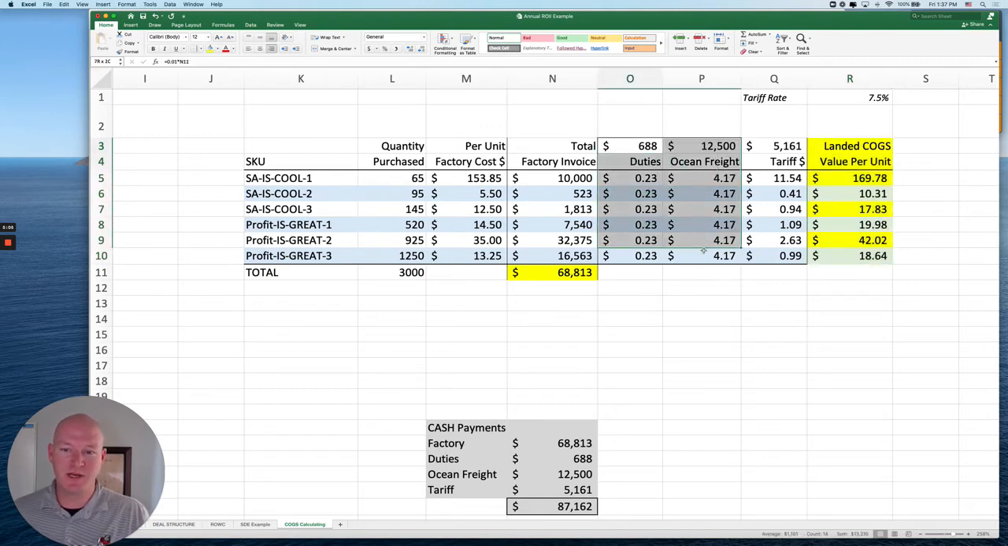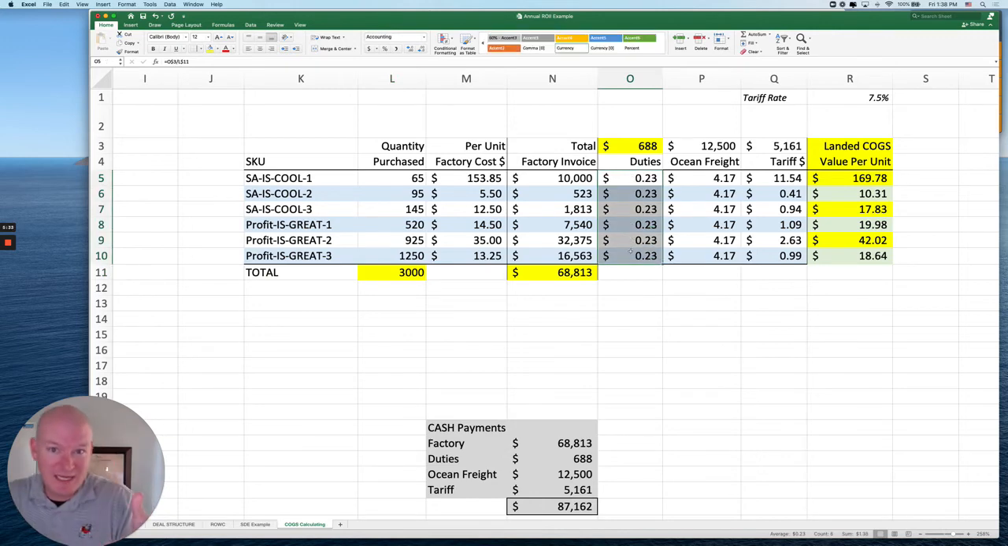The first is illustrated by my duties column and my freight column. For duties, my total duties bill was $688. I don't have the data or the interest to figure out exactly how much of that 688 should be applied to each of my 3,000 units that I purchased. As a result, I'm going to take a shortcut. I'm going to divide 688 by the 3,000, and it gives me exactly 23 cents that I'm going to load into each unit, so that I capture those duties, just a little bit per SKU that I buy, per unit.